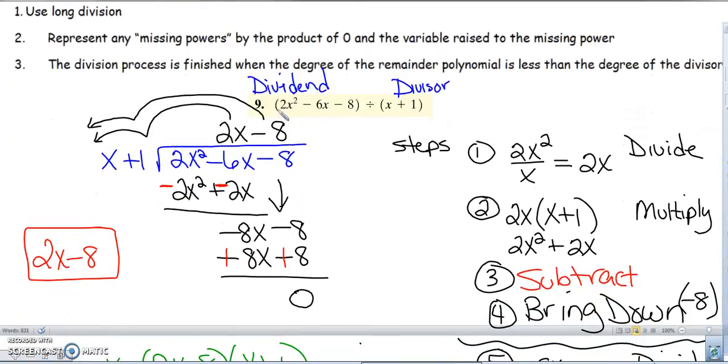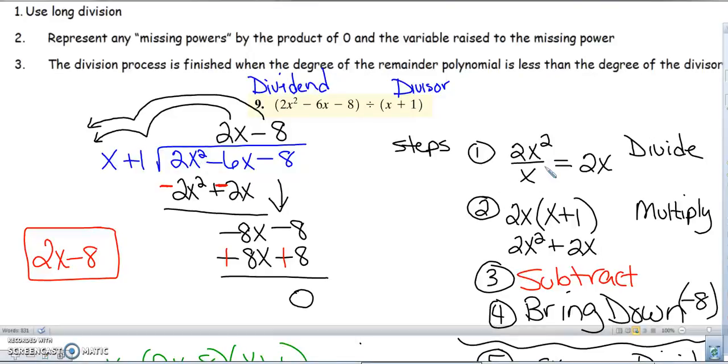So let's take a look at this first problem. This is the dividend and this is the divisor. So we have it written here in long division form, and we're going to follow 4 of the 5 steps we just talked about. We're going to divide, multiply, subtract, and bring down, and then repeat: divide, multiply, subtract, and bring down until we are done. When you divide, you're always going to take the first term here divided by the first term here. So 2x squared divided by x.